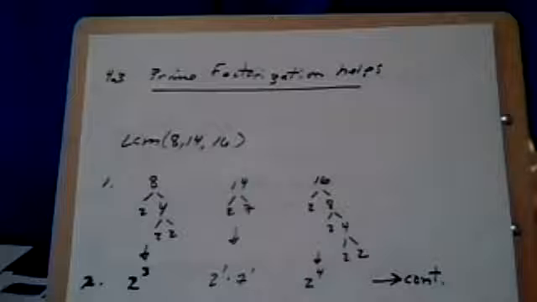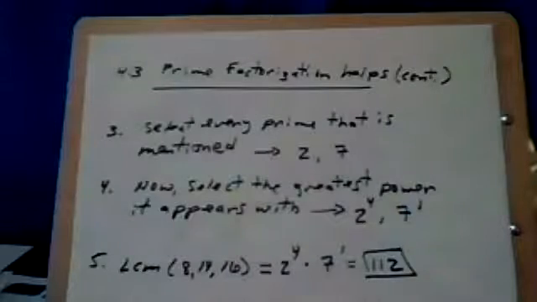Notice for the 8, the 2 is mentioned. The 14 has a 2 and a 7 as primes. And 16 has 2 as a prime. Now select every prime that is mentioned, 2 and 7.